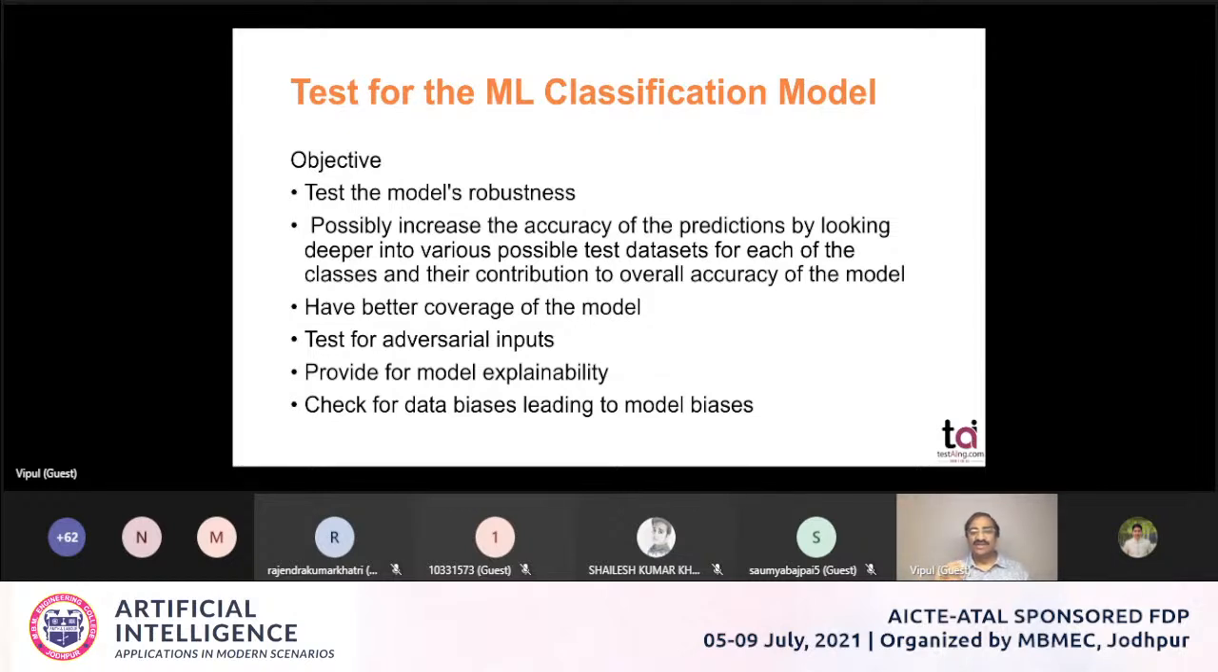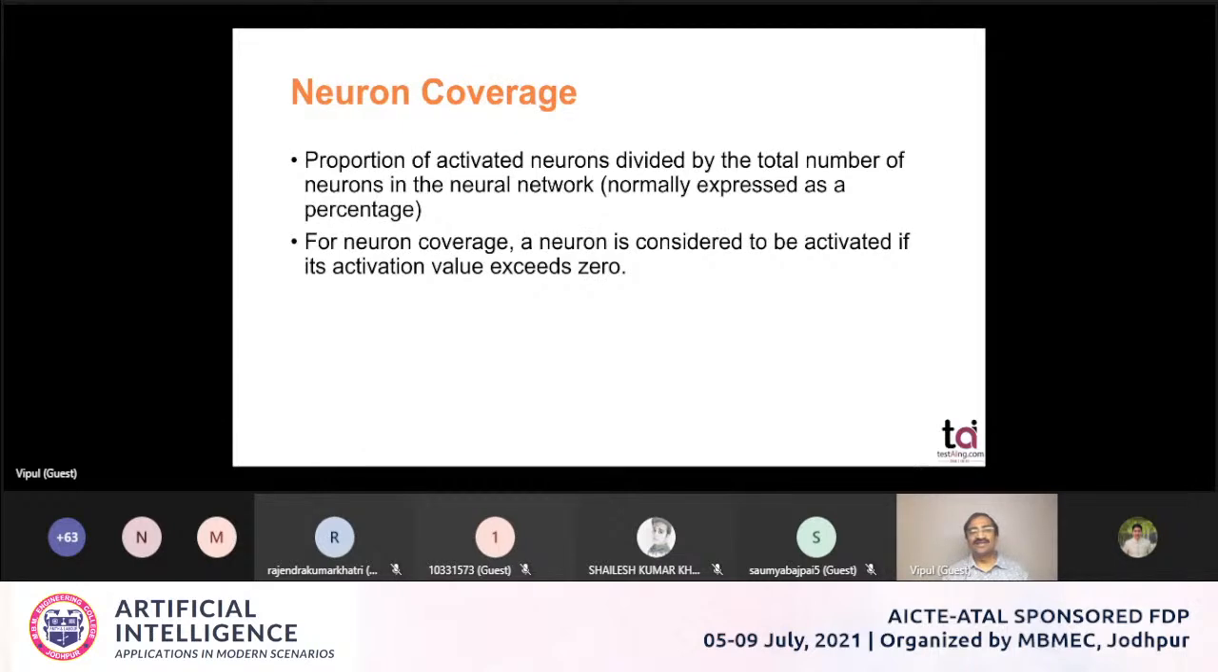And you need contribution of each class to overall confidence, overall accuracy. So this is another way to look at the tests. That would give you better coverage of the model, and you can test it for other things. So we'll look at this part a little later.